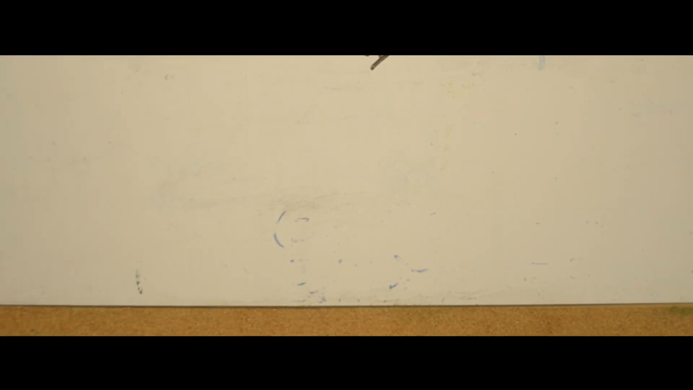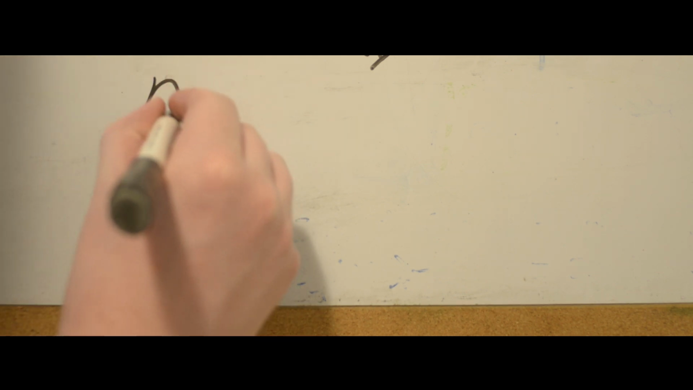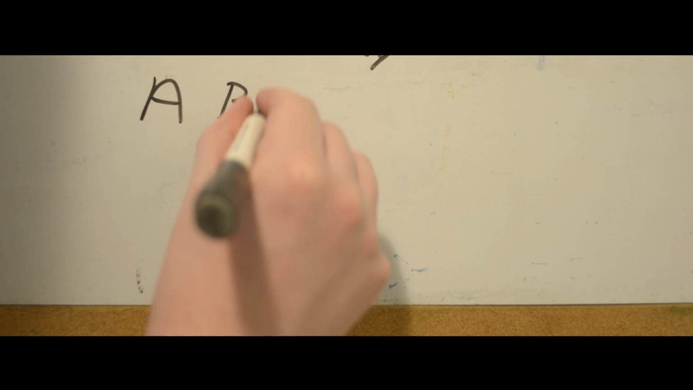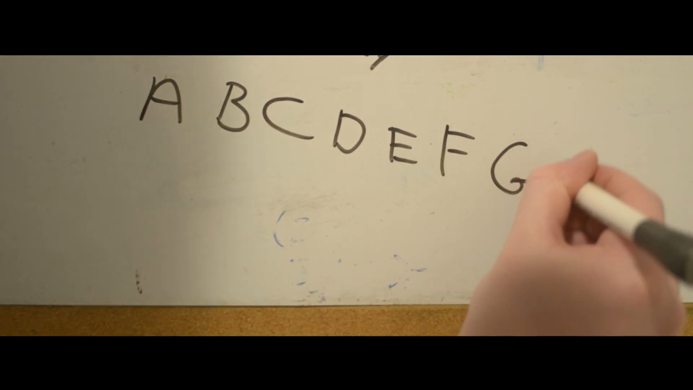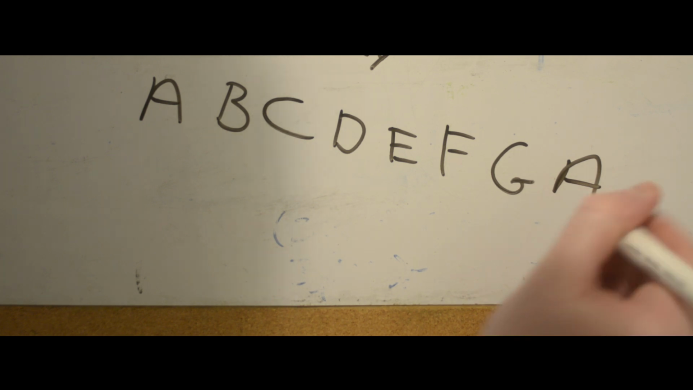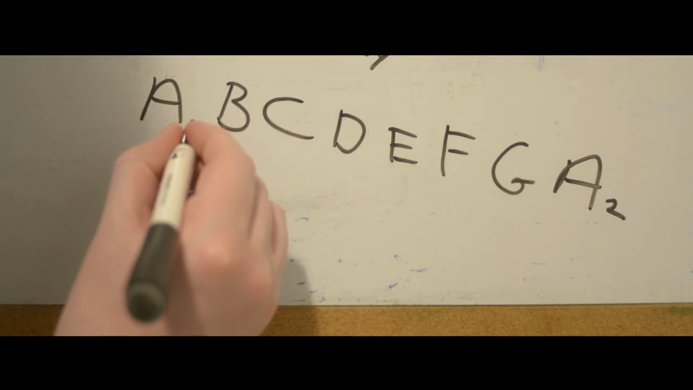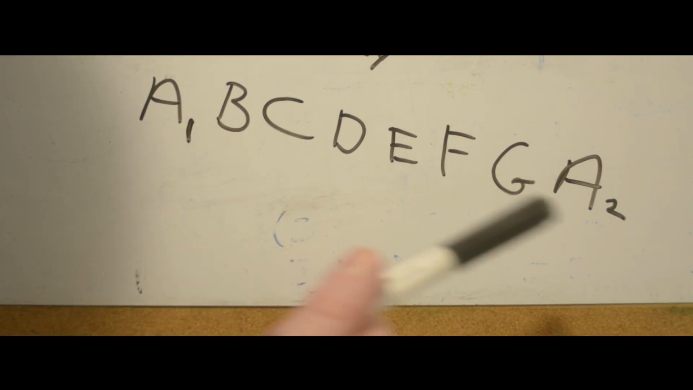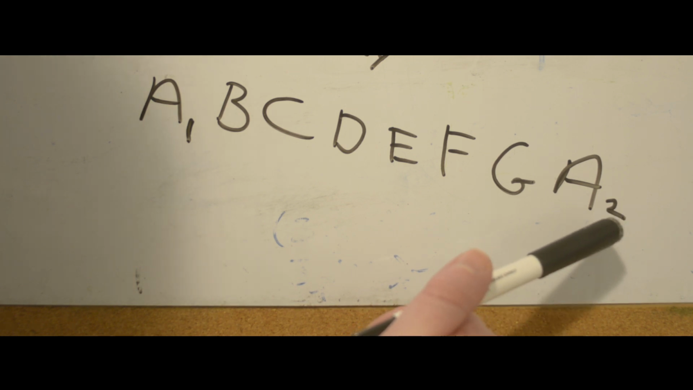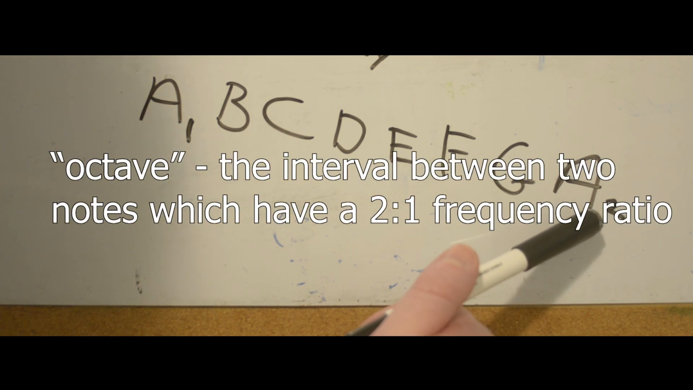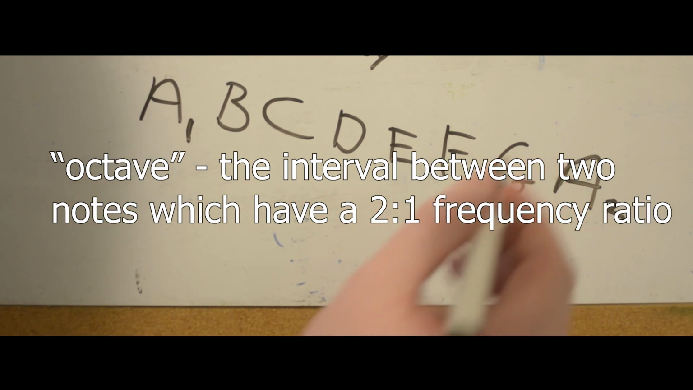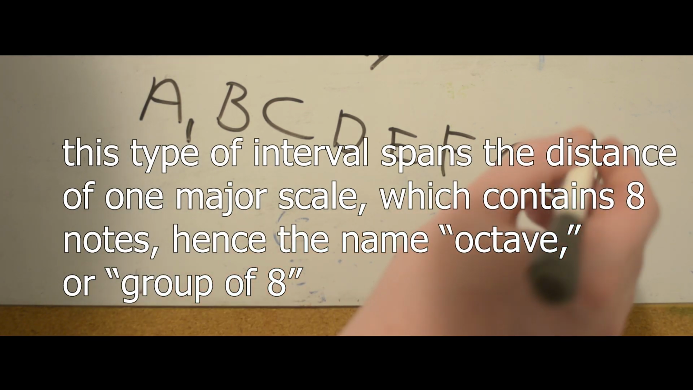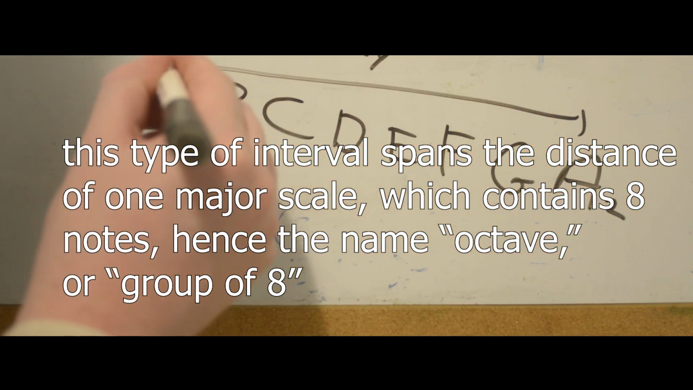You may already know that there are 7 letters in the musical alphabet, A through G. What's after G? It goes back to A. So if this is your starting note, let's say A1, this A is 1 octave higher than A1. So we call this A2. An octave simply means a group of 8 notes.